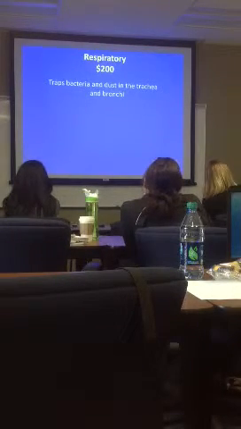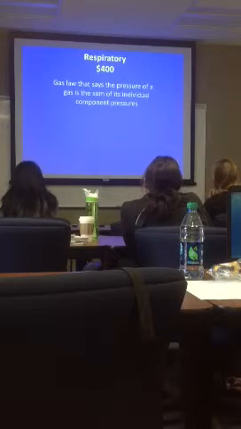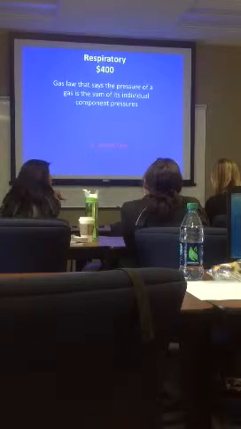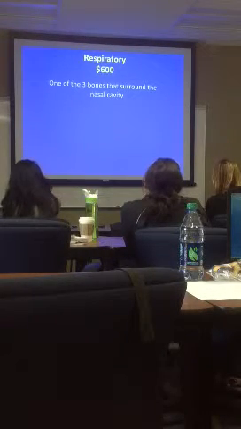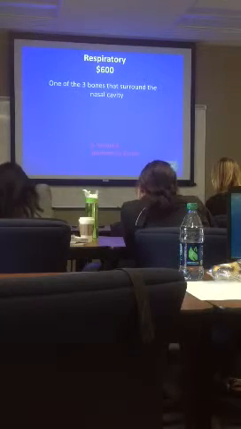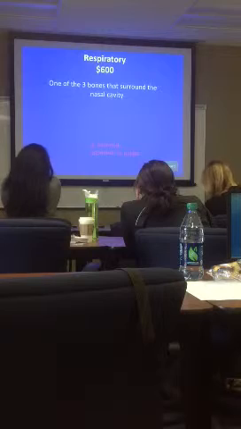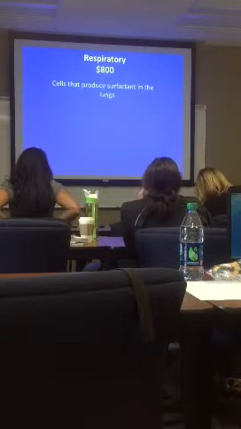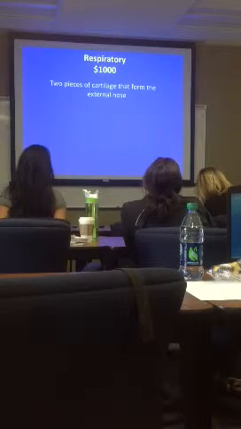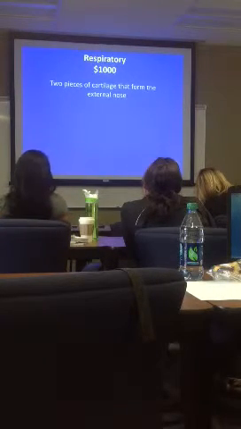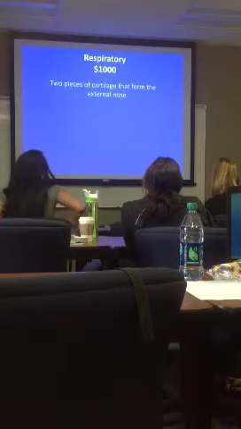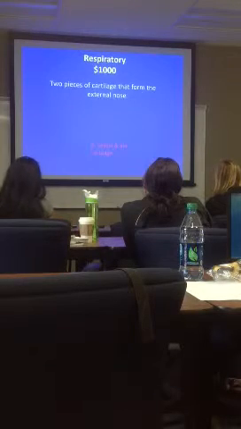Part of the respiratory system that traps dust particles: mucus. Gas law that says that pressure is the sum of its individual parts: Dalton's law. One of the 3 bones that surrounds the nasal cavity. So ethmoid and sphenoid above, and then the palate down below. Cells that produce surfactant in the lungs: septal cells, sometimes also called alveolar type 2 cells. Pieces of cartilage that form the nose: septal and lateral.